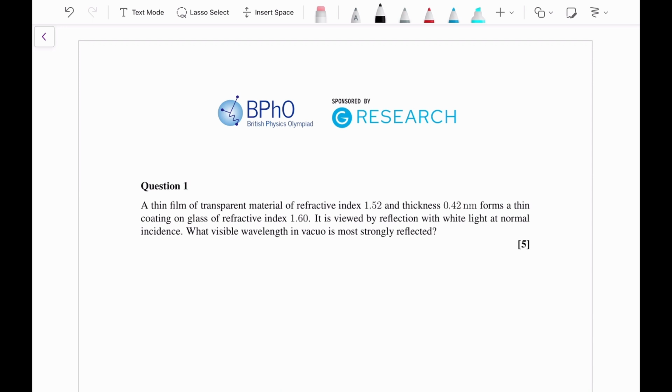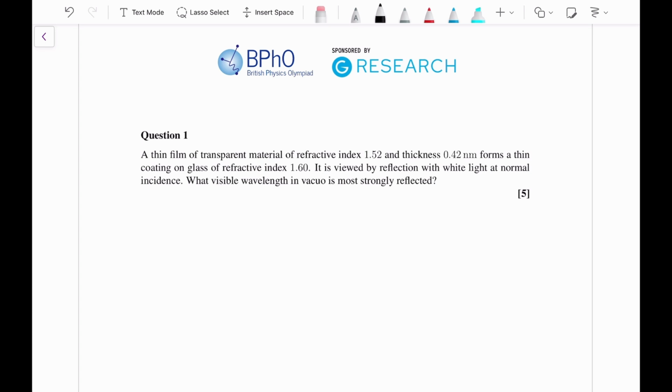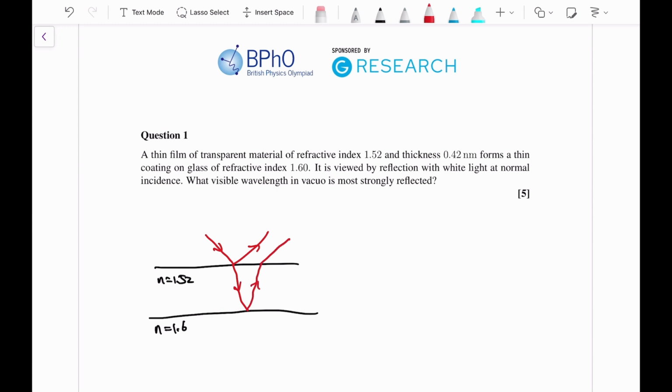Okay, so the idea is that there's two layers for this thin film reflection. The first layer is some kind of material, and the second layer is glass where the refractive index is 1.6. And then there's a white light ray coming through, and it's reflected off the surface, and also at the same time it is refracted to the next layer, where it gets reflected again, and then goes out parallel.